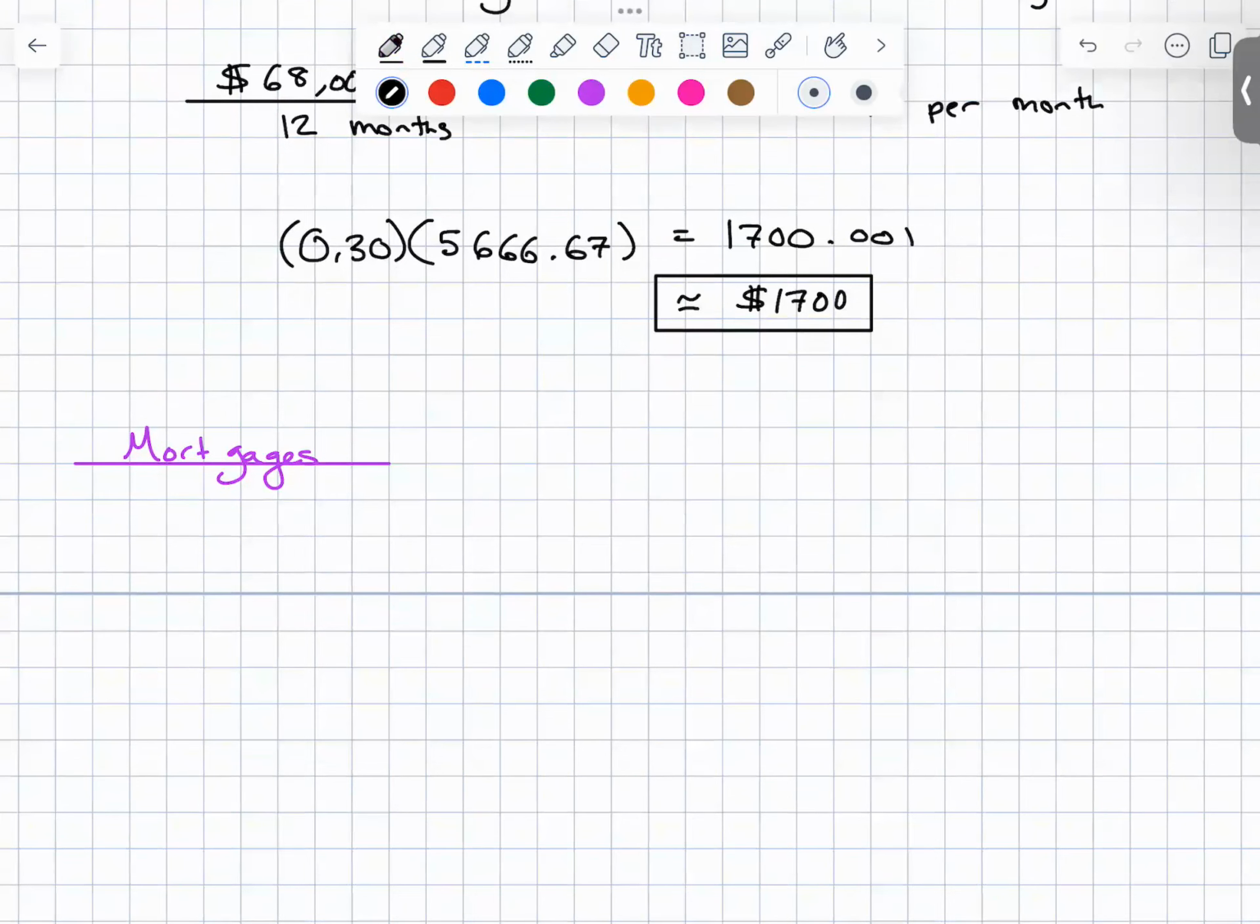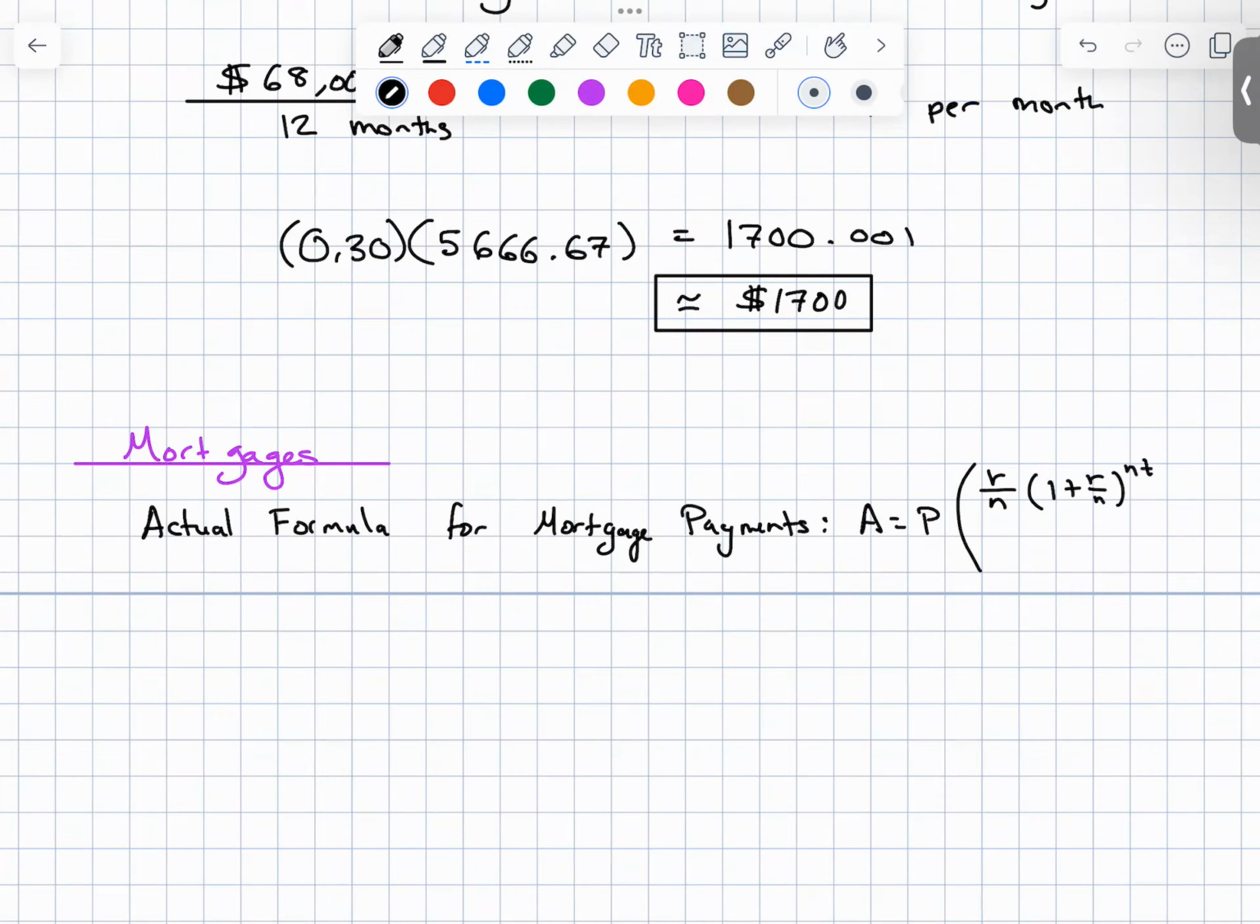You don't need to write this, but the actual formula for mortgage payments is this. Capital A, which is the total amount of your mortgage, is equal to P, which is your monthly payment, times in parentheses, R divided by N, times 1 plus R divided by N raised to the NT, all divided by 1 plus R divided by N raised to the NT minus 1. That is the mortgage calculator. If you want to figure out your monthly payment, you have to plug it into that formula, which is pretty insane.